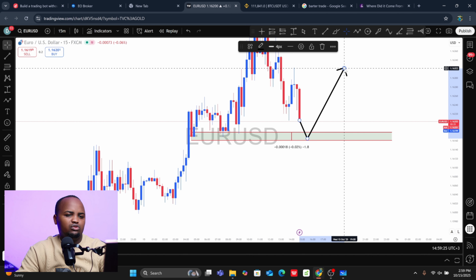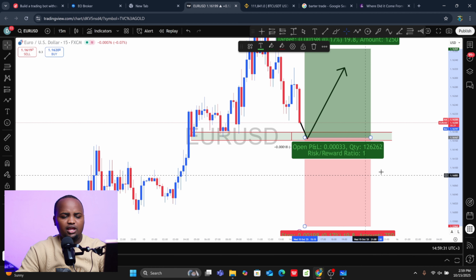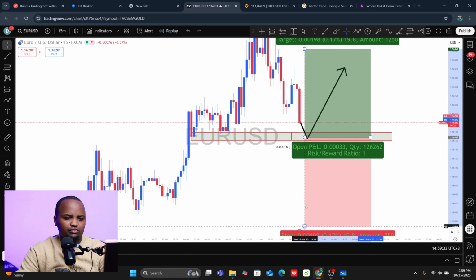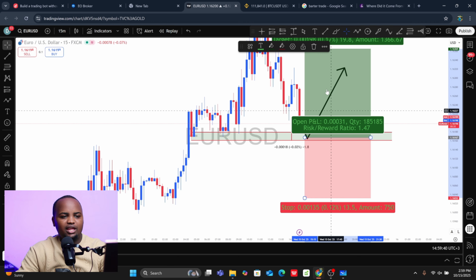There's likelihood that because this market is dropping, when this market touches this region, it is absolutely going to move up. So what I'm going to do, I'm going to buy when this market comes to this area. I'm going to buy there. So I'm going to buy when this market comes to this zone and it's going to move up.